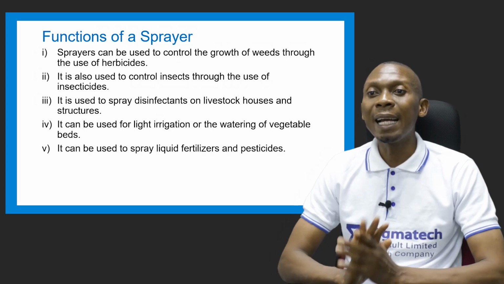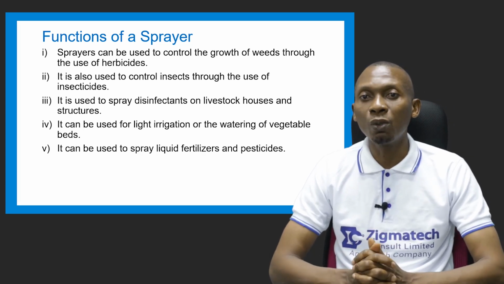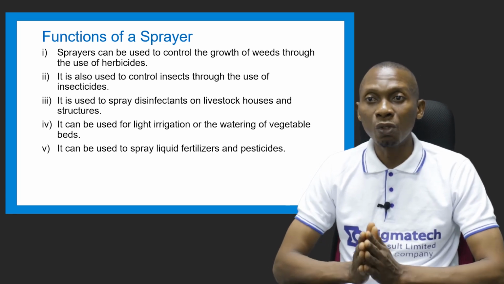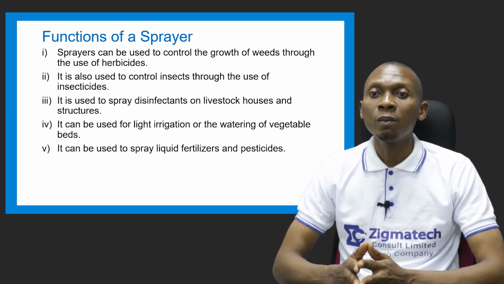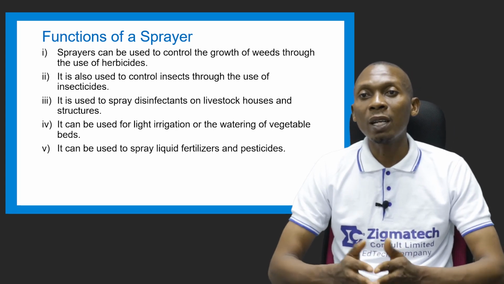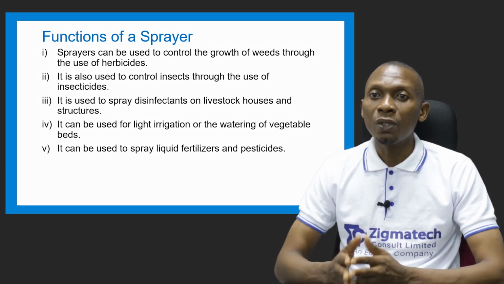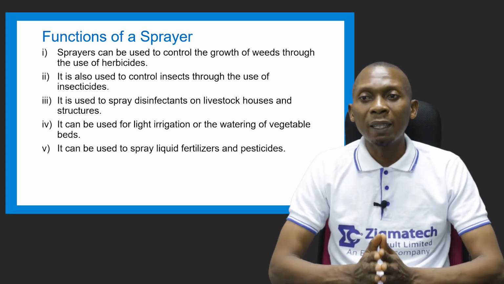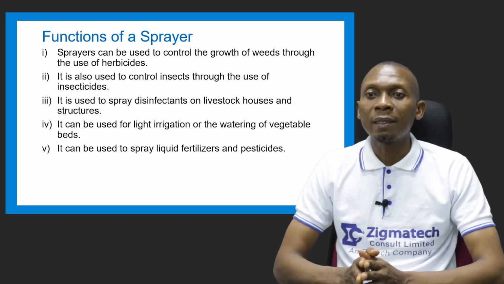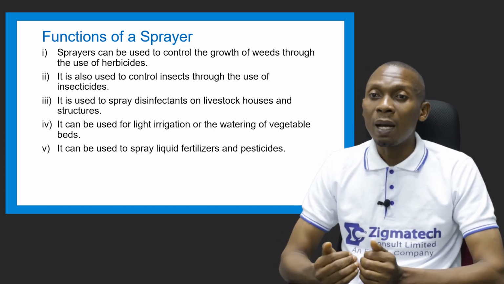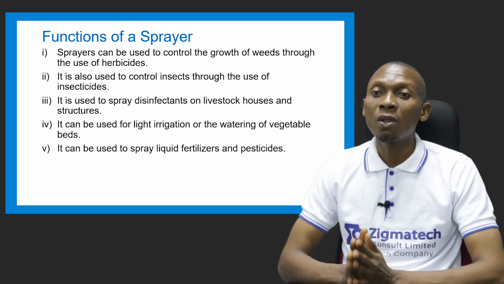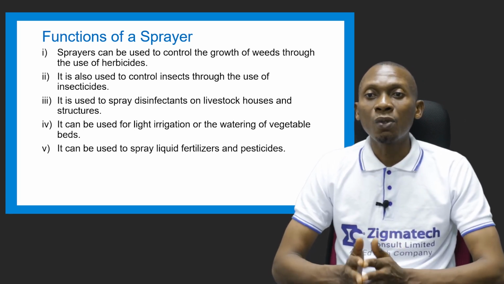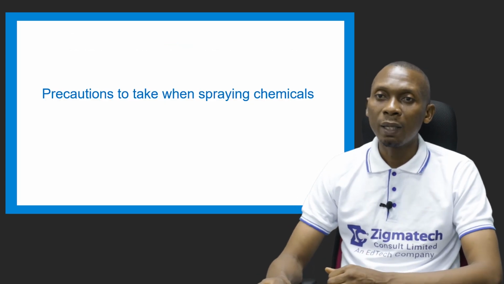It can also be used for light irrigation or watering of vegetable beds. So we have a watering can, which is ideal to use for light irrigation of our vegetable beds. But in absence of that, you can also use the knapsack sprayer or the sprayers to help achieve that. It can also be used to spray liquid fertilizers and pesticides. Actually, when fertilizers are applied through an irrigation system, it's called fertigation. So the sprayers can be used to apply liquid fertilizers and pesticides.